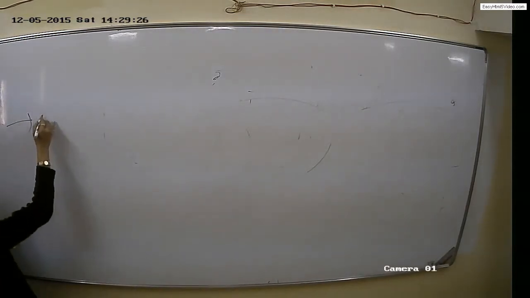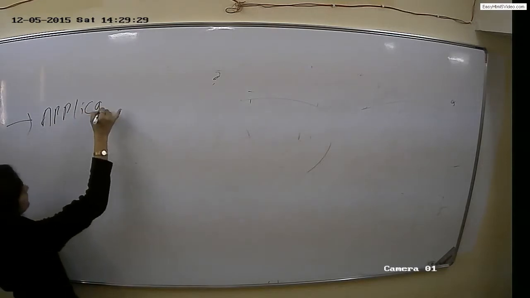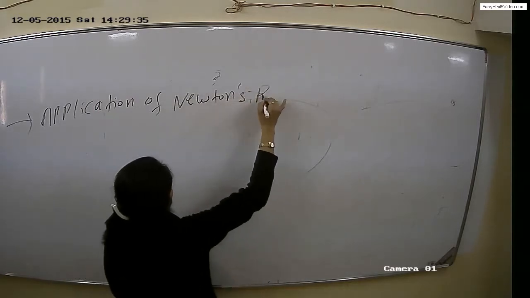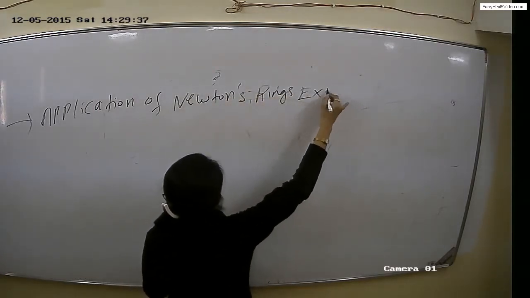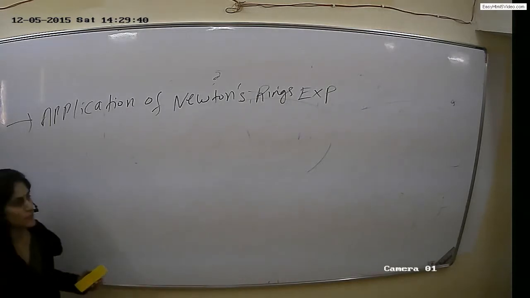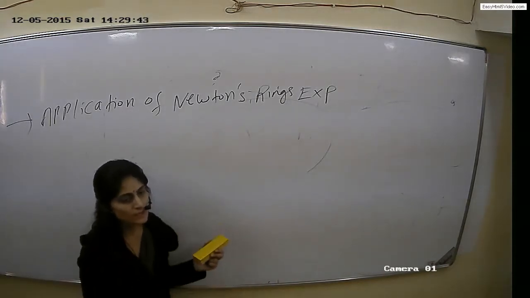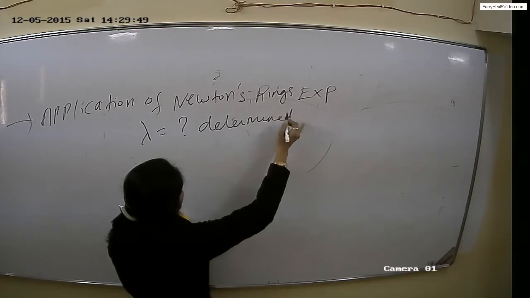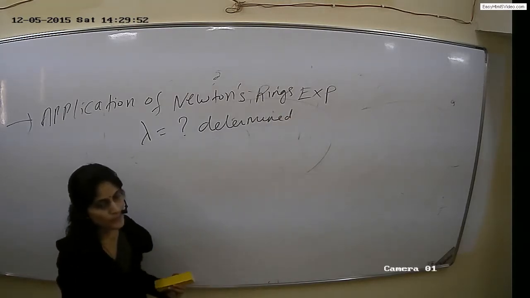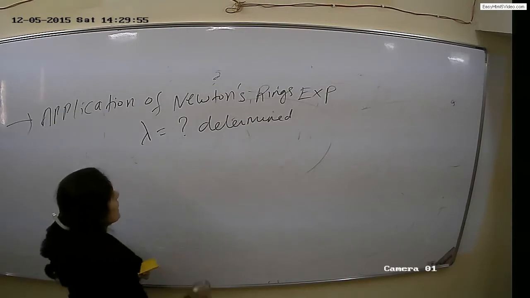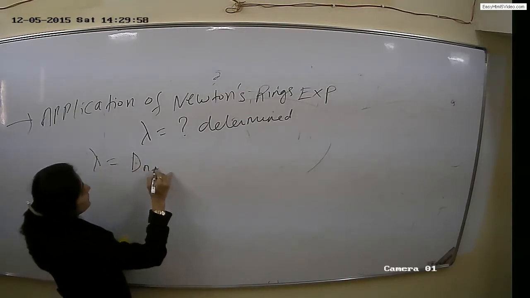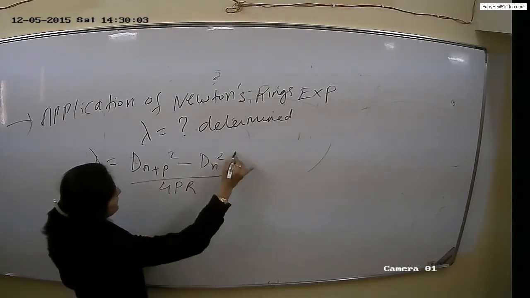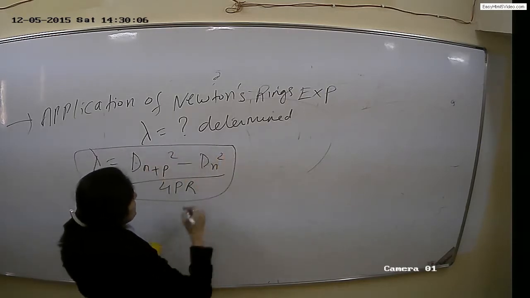Now next is the application of Newton's rings experiment. With the help of Newton's rings experiment, lambda can be determined. That is, we can determine the wavelength of the monochromatic light source we are using here, with the formula lambda is equal to D(n+p) square minus Dn square upon 4pR. We have to derive this formula.